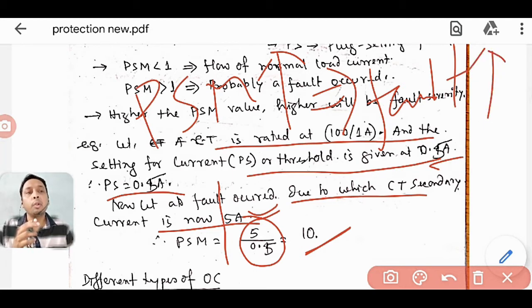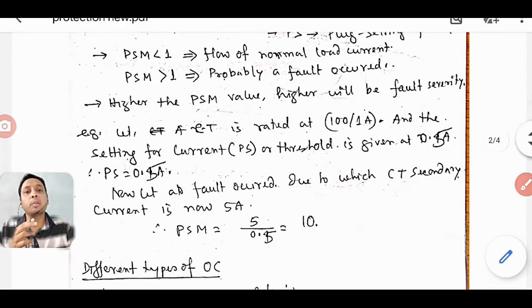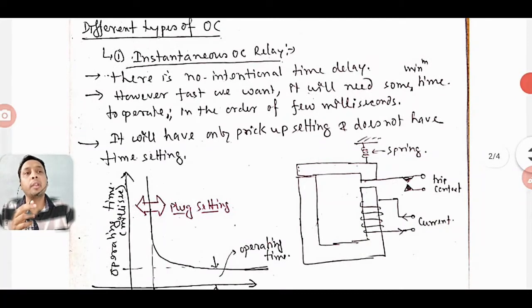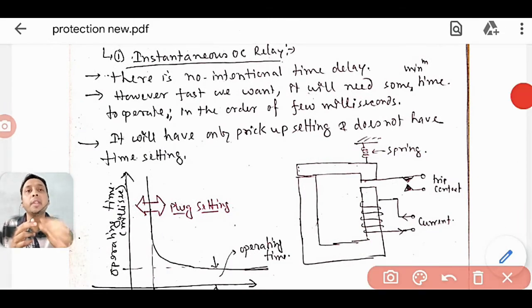So now, what are the different types of overcurrent relay we have? The first one is the instantaneous overcurrent relay. As the name suggests, instantaneous means on time, at the instant. If there is a fault, at that instant it should trip. So there is no intentional time delay. We are not giving any intentional time delay here.